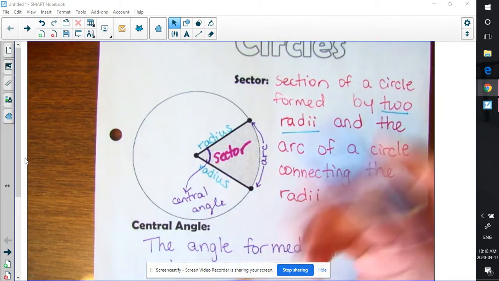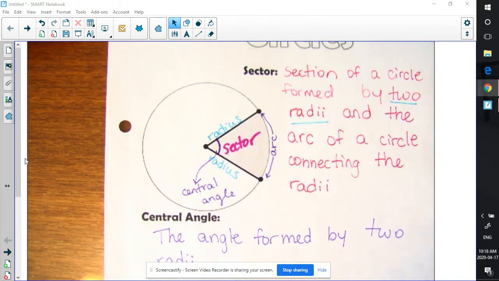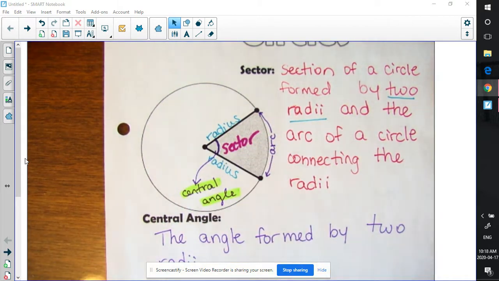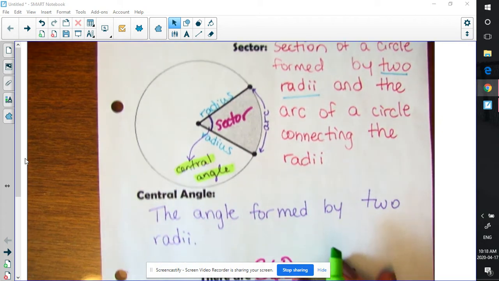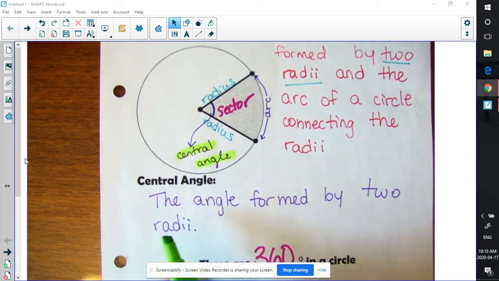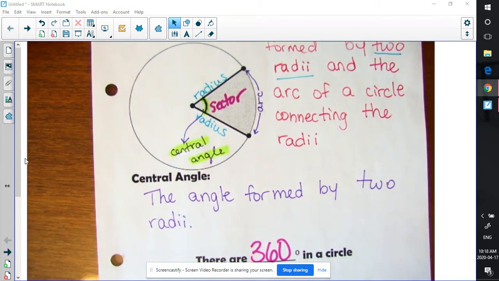Now within the sector, like I said, there is an angle. And we call this a central angle. And the reason we call it a central angle is because it forms at the center. So that makes sense. And we define a central angle as the angle formed by two radii. So this angle right here is the central angle.